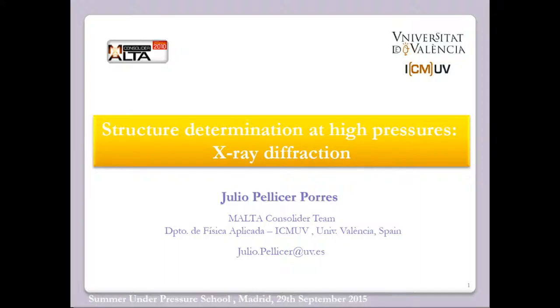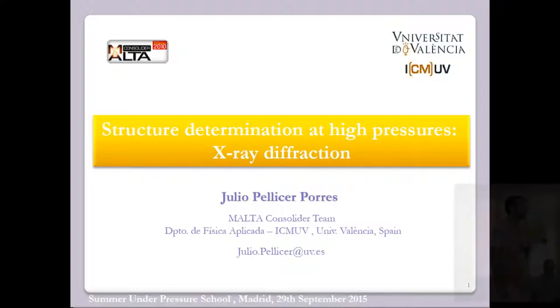I would like to have spoken about X-ray diffraction and absorption, but I have no time, so I'm going to speak only about X-ray diffraction. But anyway, I would like to draw your attention to this powerful technique, X-ray absorption, which is very cherished to me, and I will give you some references at the end of the talk.